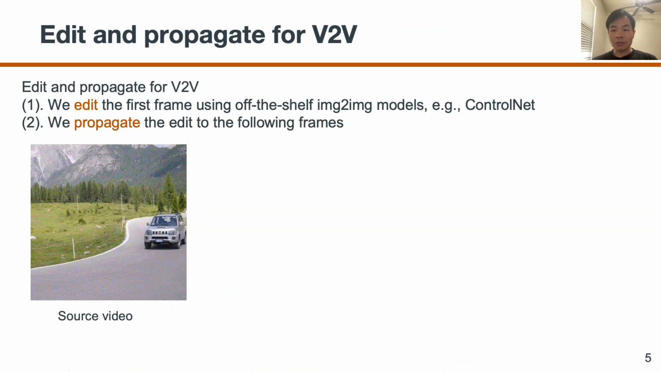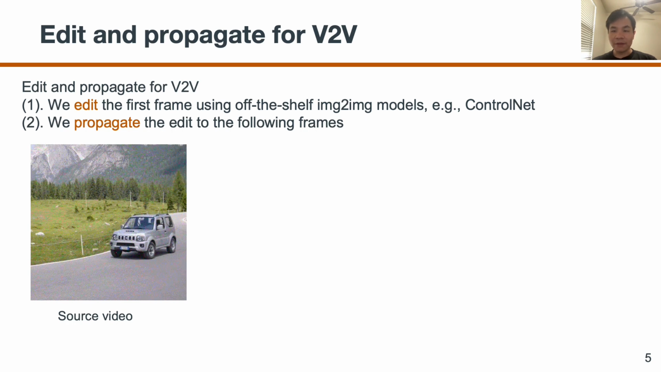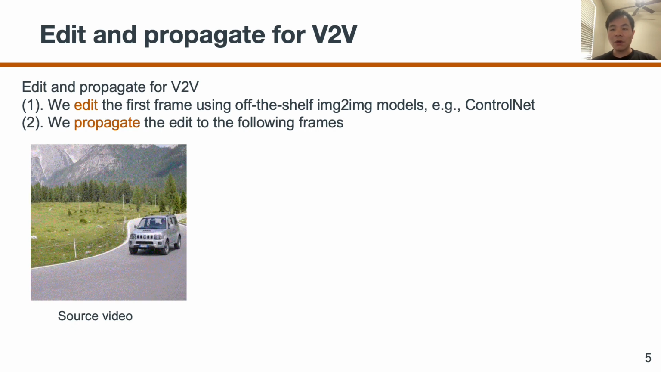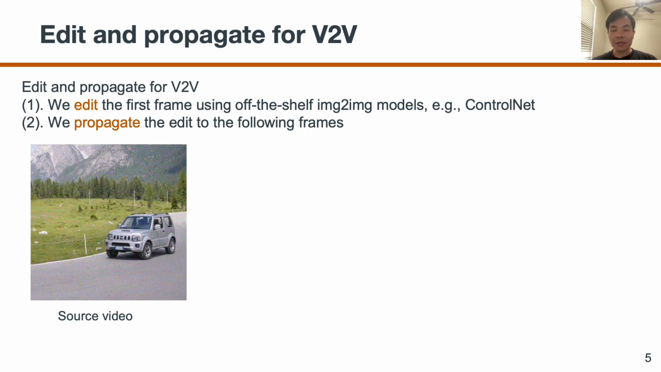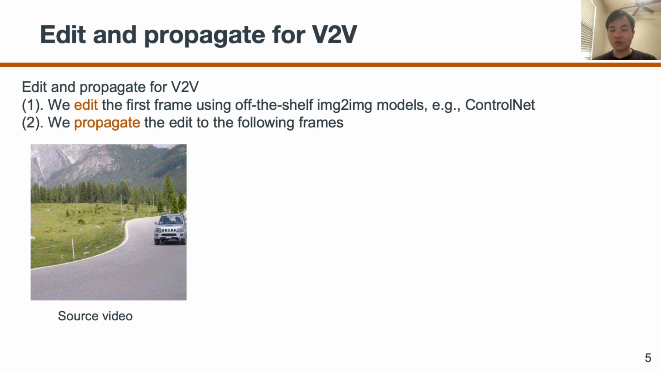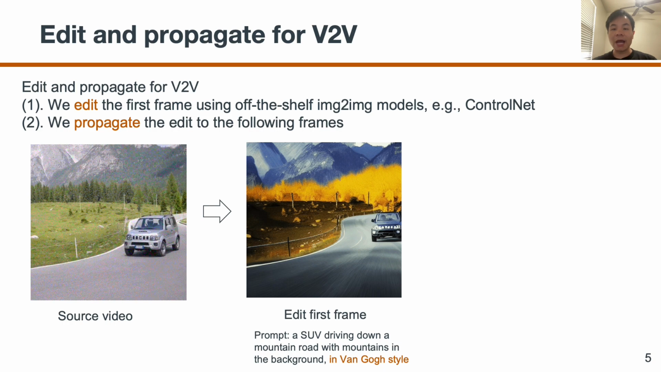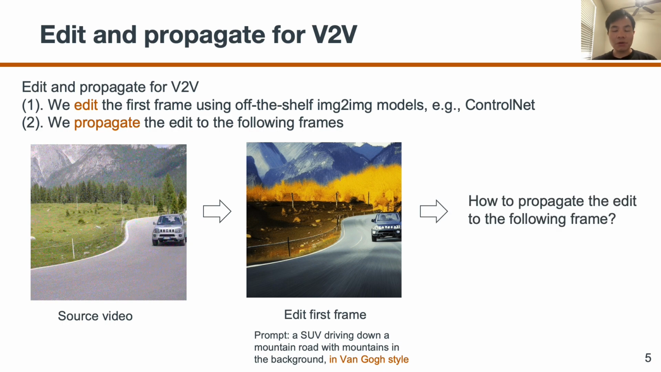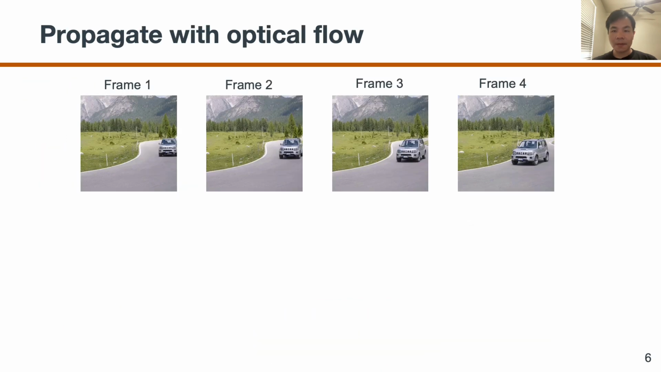However, we don't want to discard ControlNet because it's too powerful. We then formulate the video-to-video task into two steps. First of all, we edit the first frame using image-to-image models like ControlNet. Then we'd like to propagate the edit into the entire video. Then the problem is how to propagate the edits.